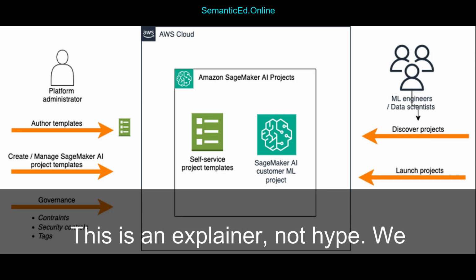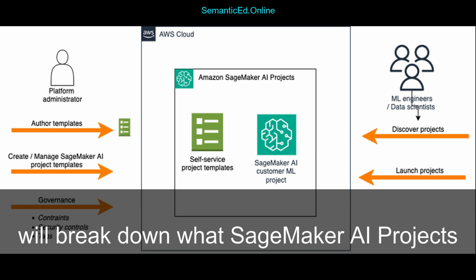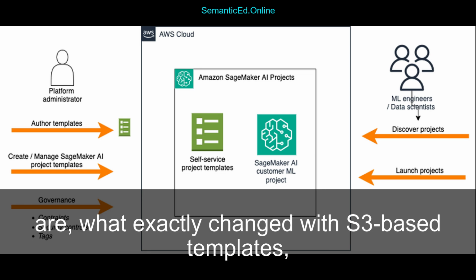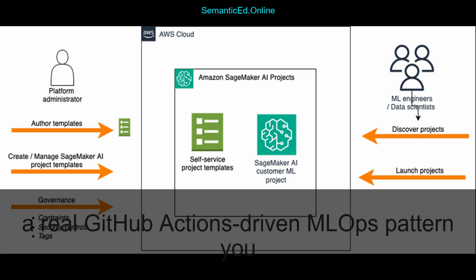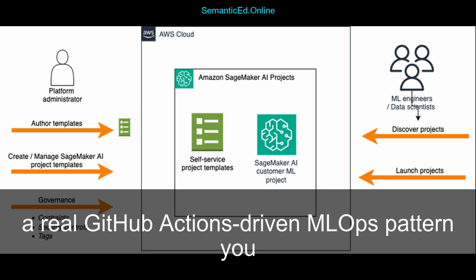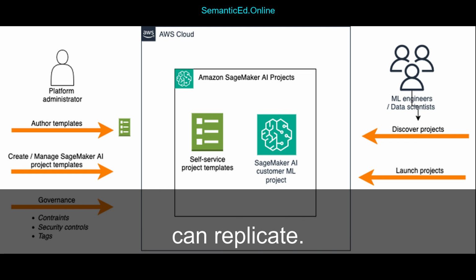This is an explainer, not hype. We will break down what SageMaker AI projects are, what exactly changed with S3-based templates, how the tags and permissions work, and a real GitHub Actions-driven MLOps pattern you can replicate.